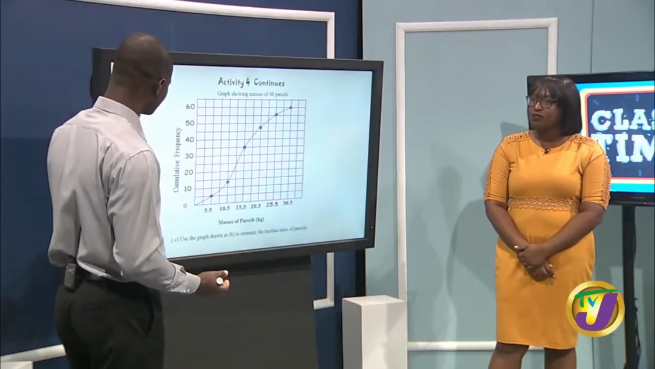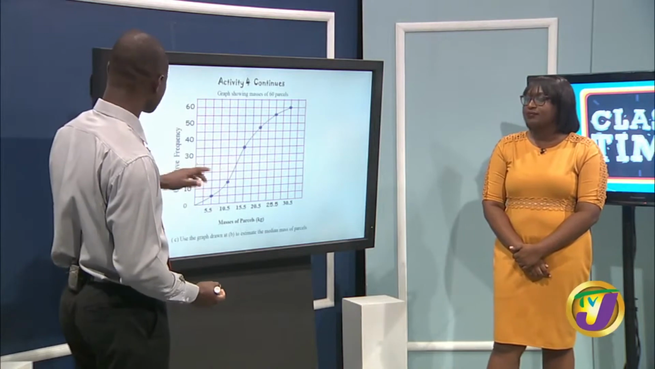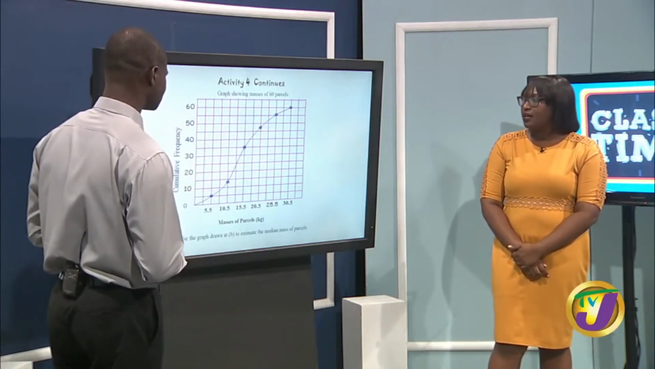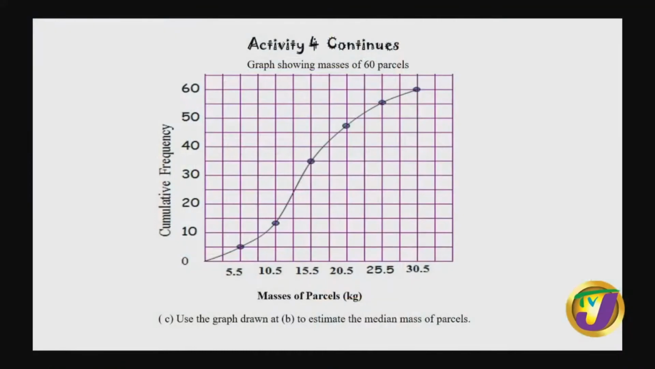Yeah, the median must fall around there. The question makes mention of median parcels. So look at where the 30 is. Oh, you mean the question makes mention of median mass, Mr. Price? Yes. On your vertical axis, that's your cumulative frequency.